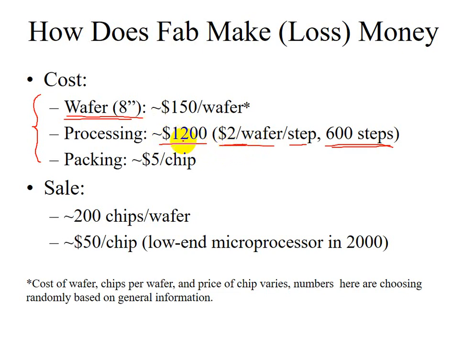And the good chips, good dies, are sent to the packaging process. Each chip costs $5 for packaging. For each wafer, you can have up to about 200 chips. So that means the packaging process would be $5 per chip, total about 200 chips. So that would cost you about $1,000 for packaging per wafer.